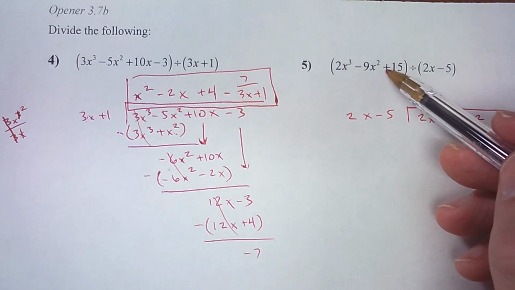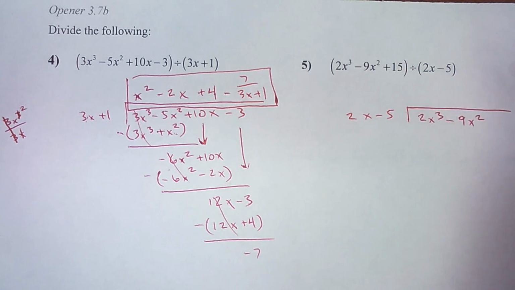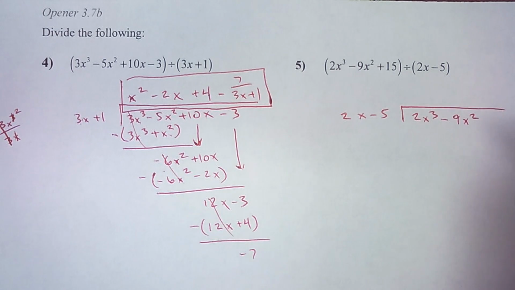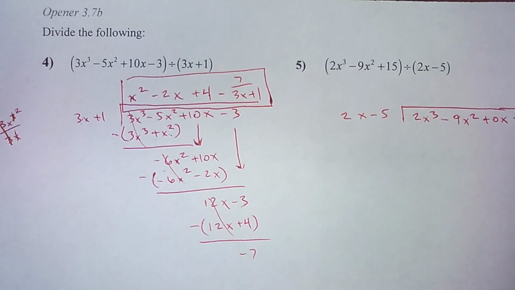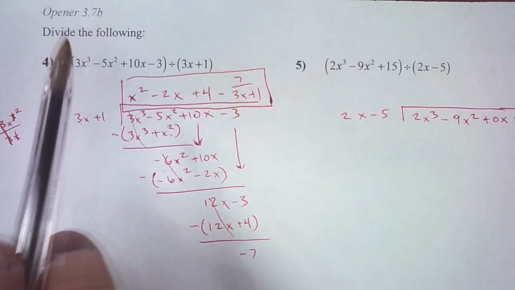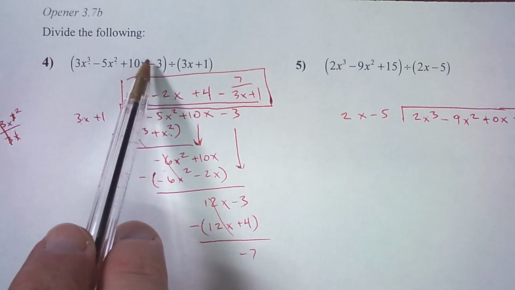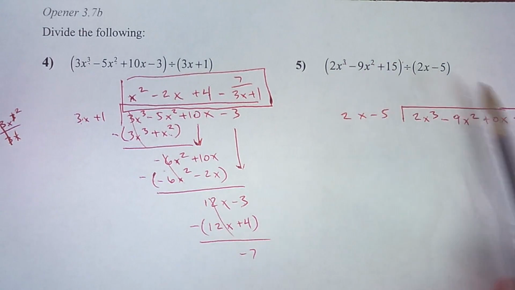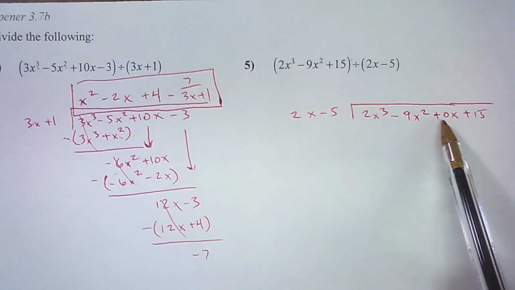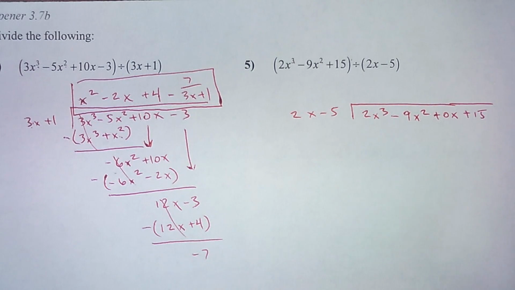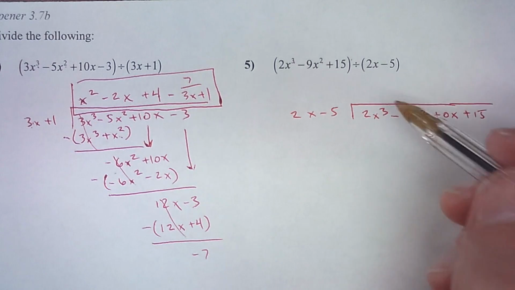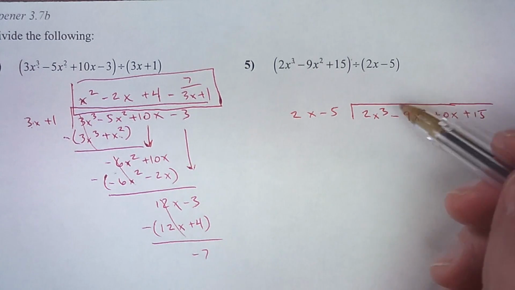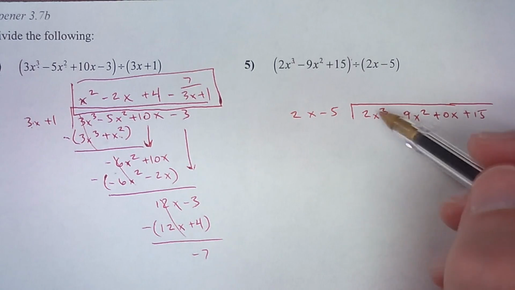Now in this one, we're actually missing the x term, and we can't skip any terms, so we have to put in a 0x plus 15. Okay, so make sure that you have all your descending powers. Here we had 3, 2, 1, 0. Here we've got 3, 2, 0. We're missing the first power, so we have to put in a placeholder there of 0x. Okay, so now we will divide, distribute, subtract.